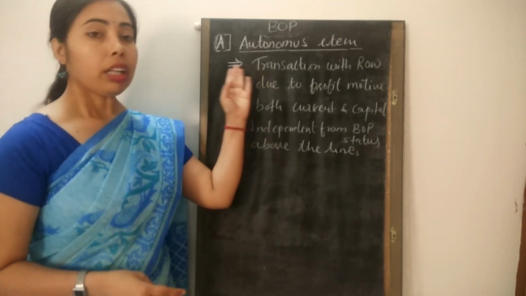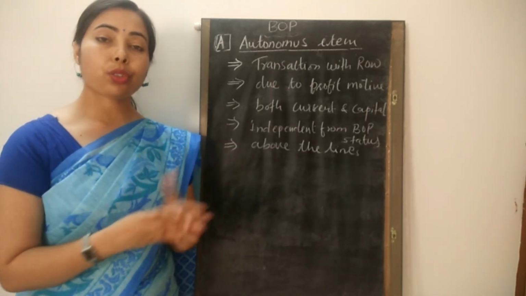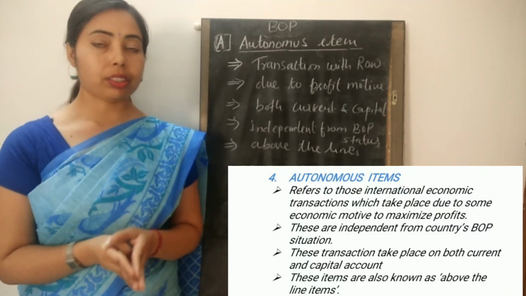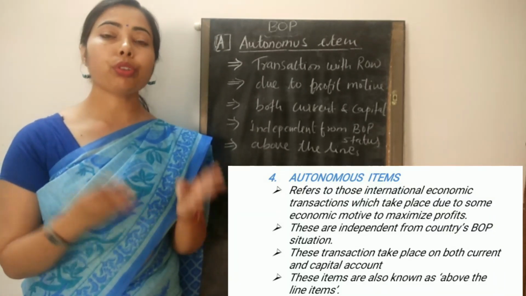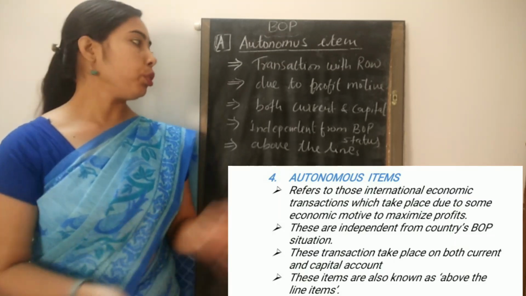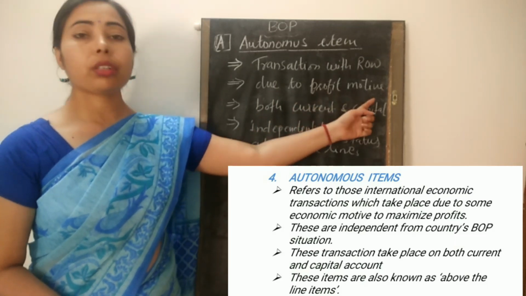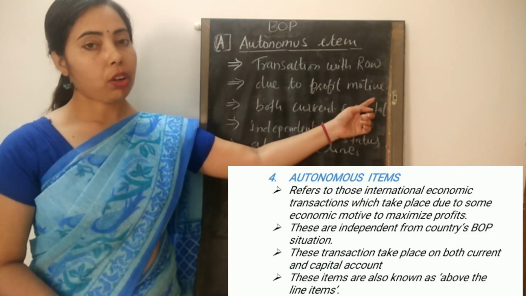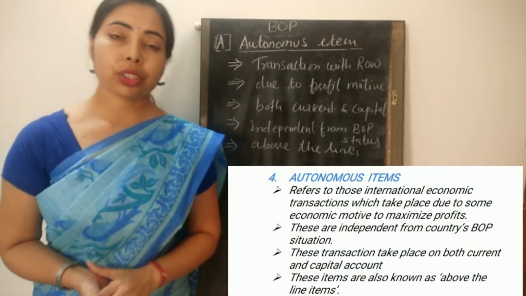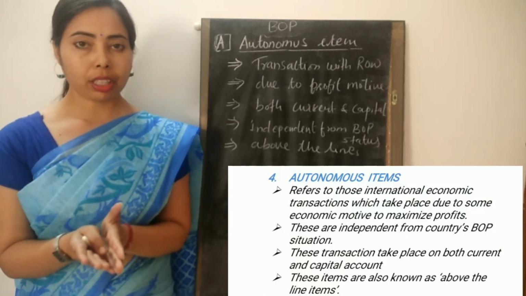So that's why I've written that this type of transaction is done with the rest of the world. It means these are international transactions, either in the form of export or import, and they are done only for the profit motive. The foremost requirement is only earning profit or maximization of profit. These transactions are recorded in both the current account and the capital account.